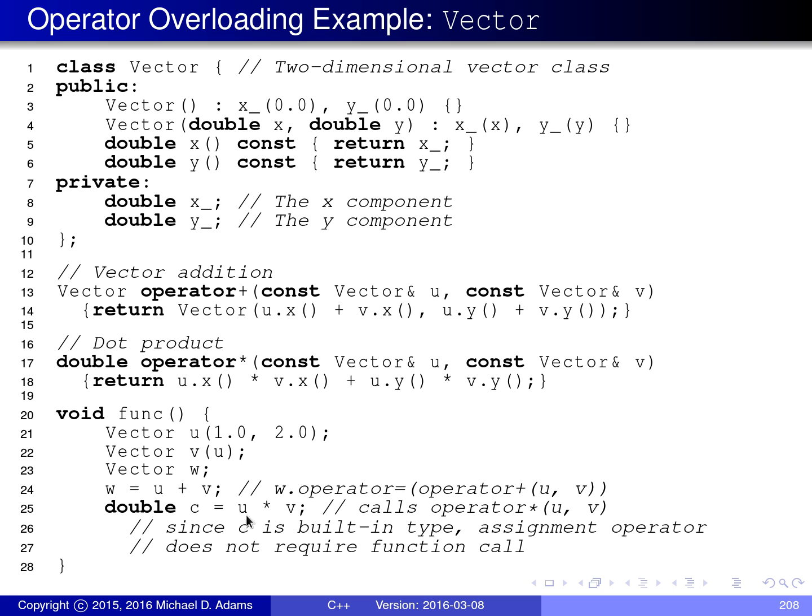So this u star v is going to be translated into a function call that looks like operator star, and then passing u and v as parameters. Since c is a built-in type, a double variable, there's no assignment operator function call that's required to assign the return value from u star v to c. I mean, there's some code that's required to do this, but it's not using any operator overloading, because it's a built-in operator for one of the built-in types in the language.